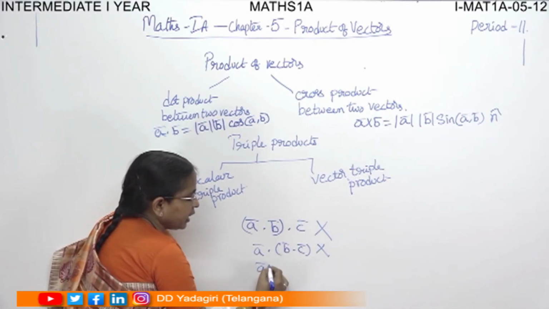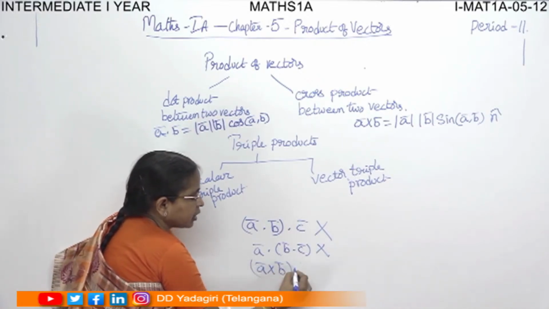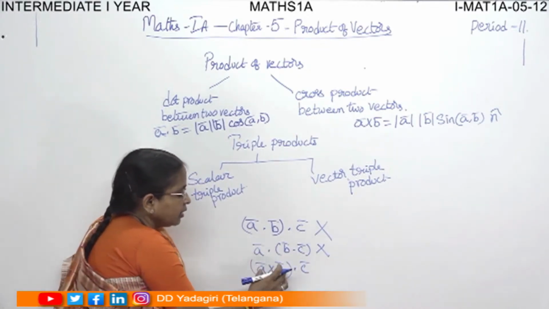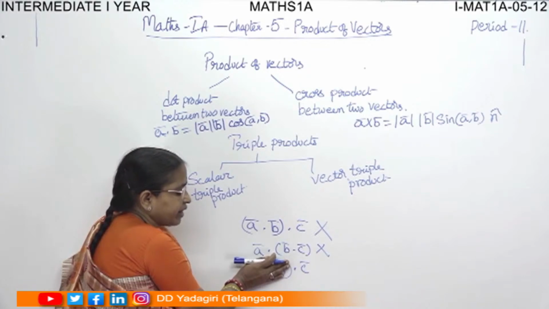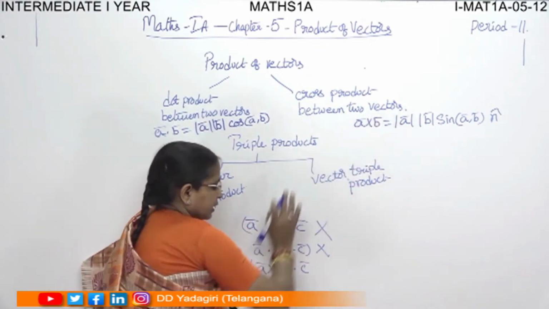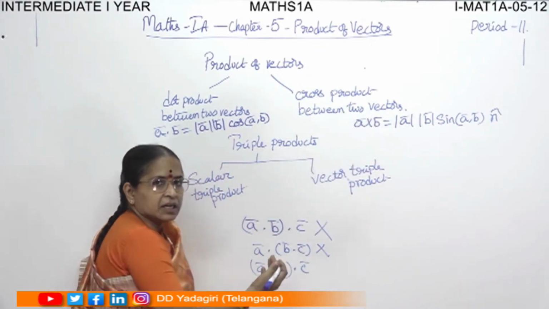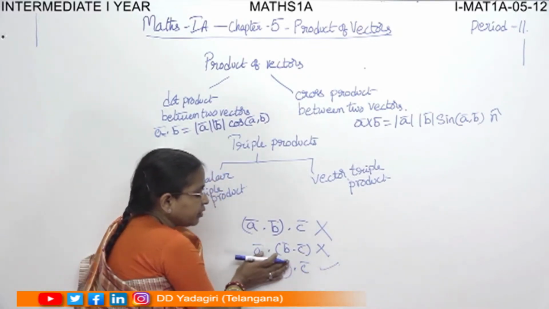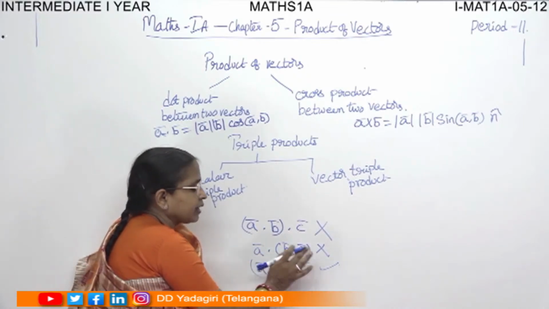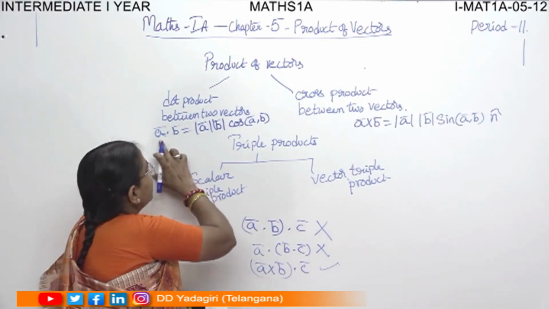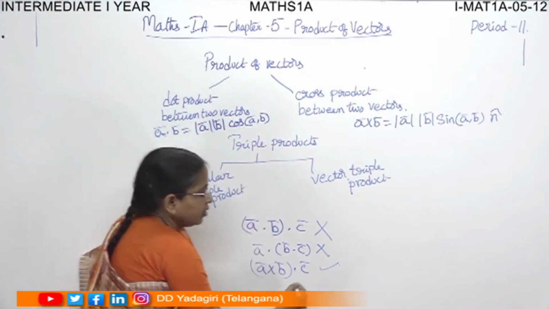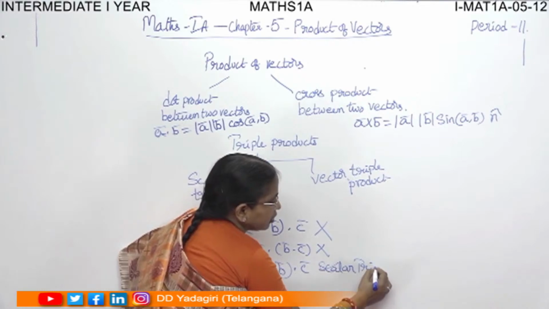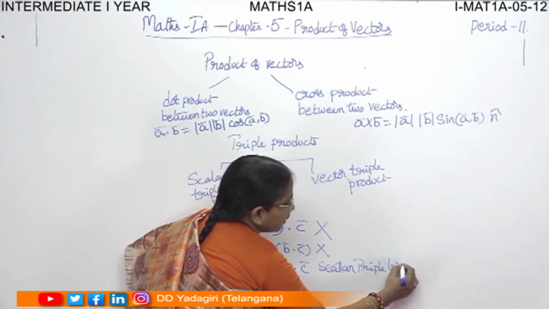Now suppose I take A cross B dot C. One dot and one cross. Here A cross B is a vector, so vector dot vector is defined. So A cross B dot C is defined. Now vector dot vector is a scalar. So this is called the scalar triple product.